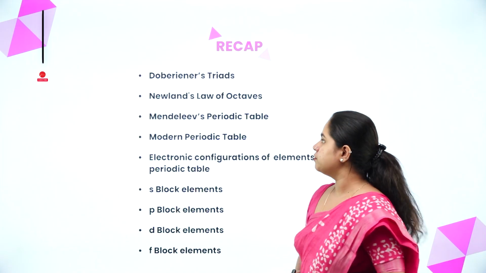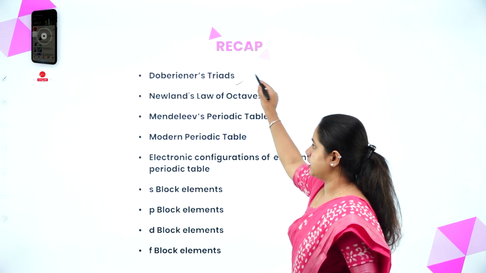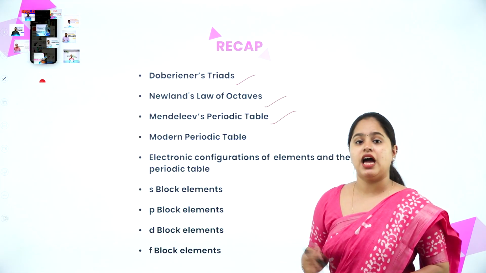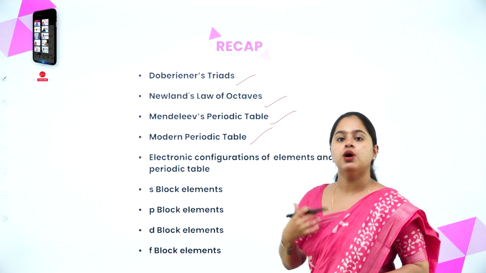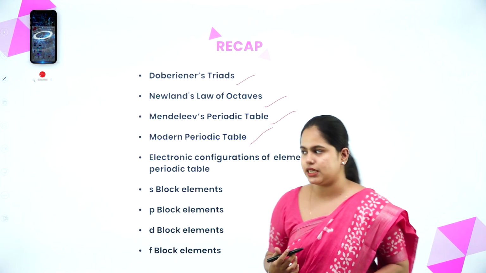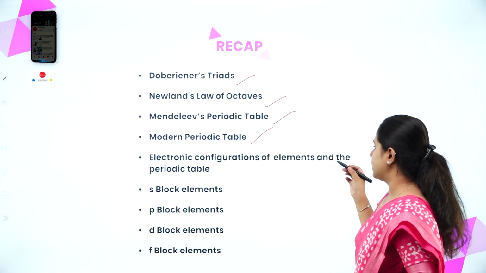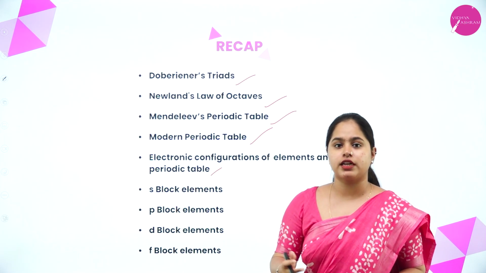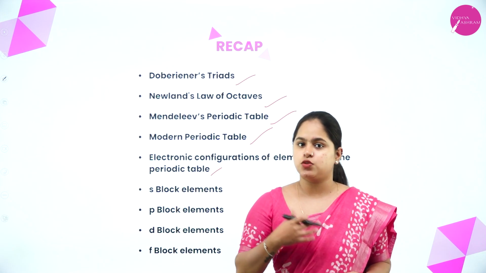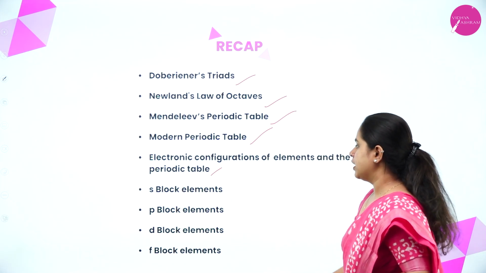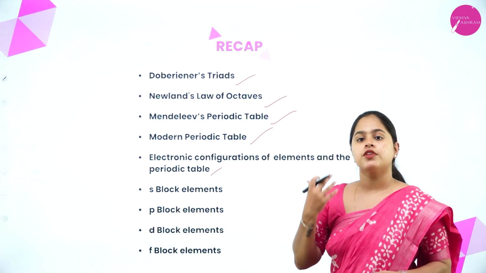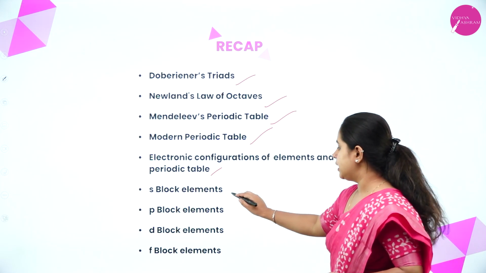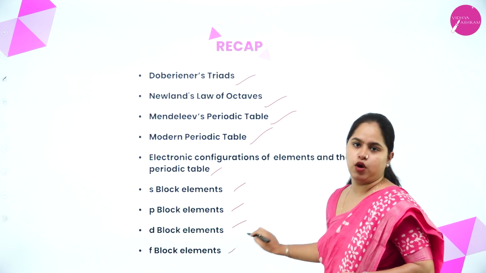So in the last session, we discussed Dobereiner's triads, Newlands' law of octaves, Mendeleev's periodic table, and finally, we discussed the modern periodic table in detail, right? Then electronic configuration of elements and the periodic table. Yes, the electronic configuration in the periods as well as the groups we discussed, right? Then we discussed the 4 blocks, right? S block elements, P block elements, D block elements and F block elements.